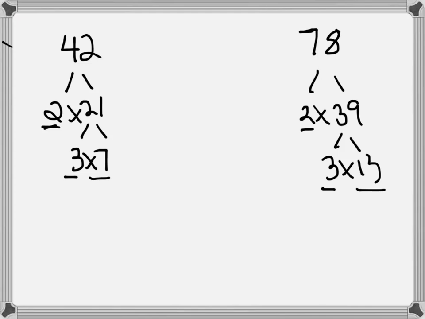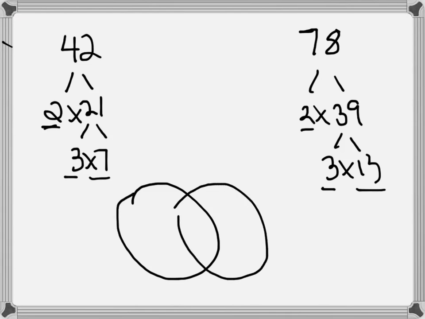In order to figure out GCF and LCM, we create a Venn diagram. So we draw our 2 circles. On this side we have the 42, and on this side we have the 78. We look at all the prime factors and see which ones they have in common. They both have a 2 in common, so we cross out the 2 and put that 2 in the middle. That means 42 and 78 both have 2 as a factor, and they're both even, so of course that's correct. They both have a 3 as well, so we cross out the 3 and the 3 and put that 3 in the middle.